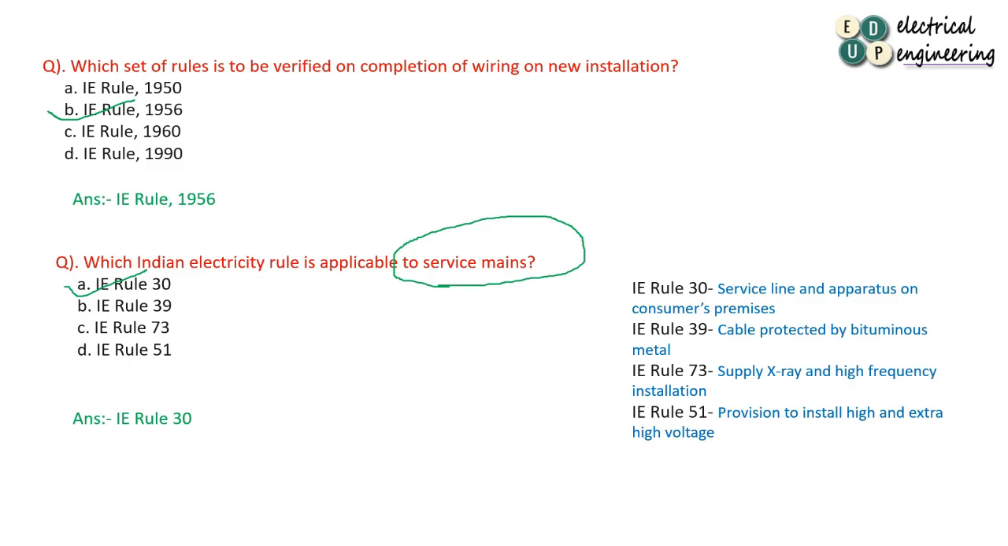So this is additional information: this IE rule is used for service lines and apparatus on consumer premises. Rule number 39, cable protected by bituminous metal. IE rule 73 is used for supply to X-ray and high frequency installation. IE rule 51, provision to install high and extra high voltage. So this is the additional information we need to remember.